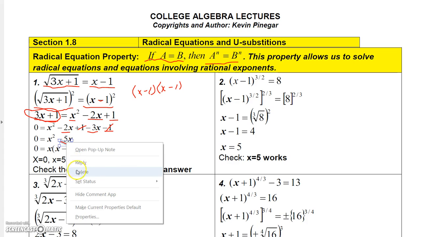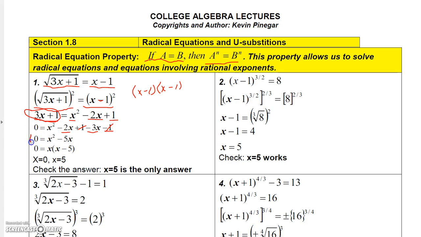Now I have a quadratic equation, and we talked about how to solve these in the last chapter or section. But for this one, I don't need to do anything fancy. I have a common factor of x in these two terms, so I'm just going to factor an x out. When I factor an x out of x squared I get x, and when I factor an x out of minus 5x I get minus 5. And so basically I get these two equations, x equals 0 and x minus 5 equals 0.